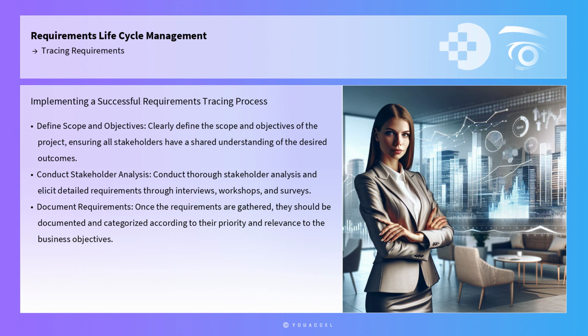To implement a successful requirements tracing process, business analysts should follow a structured approach. Firstly, they need to clearly define the scope and objectives of the project, ensuring that all stakeholders have a shared understanding of the desired outcomes. This involves conducting thorough stakeholder analysis and eliciting detailed requirements through interviews, workshops, and surveys. Once the requirements are gathered, they should be documented and categorized according to their priority and relevance to the business objectives.